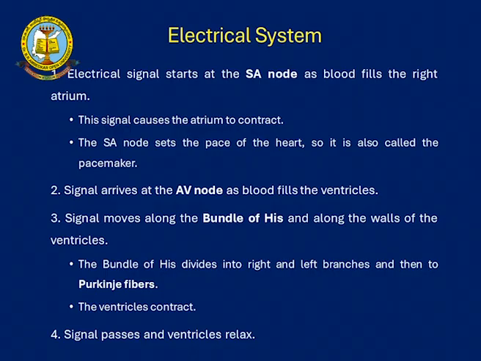The signals released from the atrioventricular node move along the bundle of His and along the walls of the ventricles. As the signals pass through the bundle of His, it divides into right and left bundles, which are present on both sides of the ventricles and pass the signals along the ventricle walls.